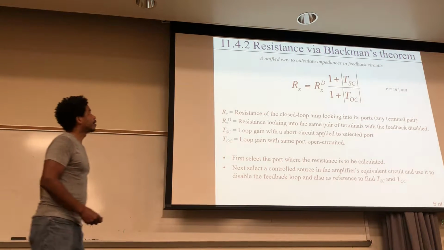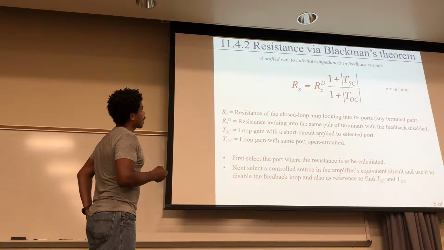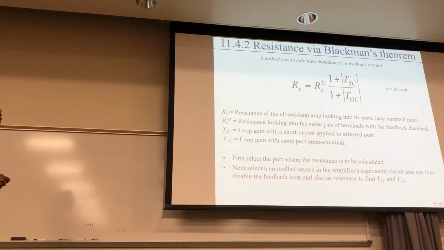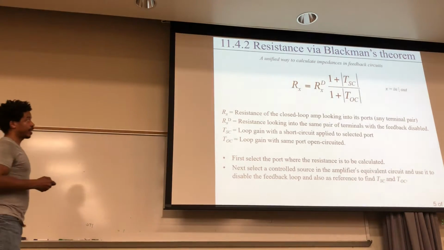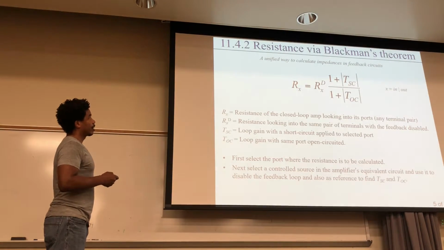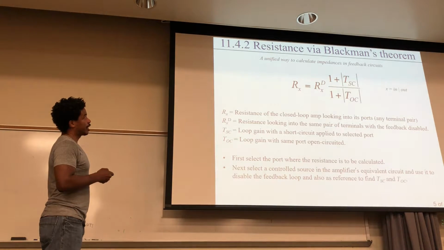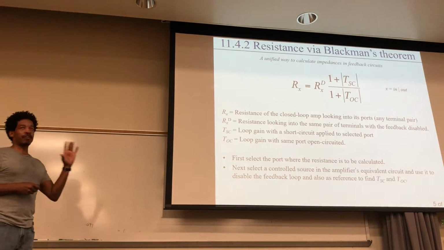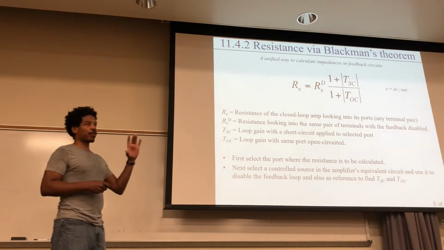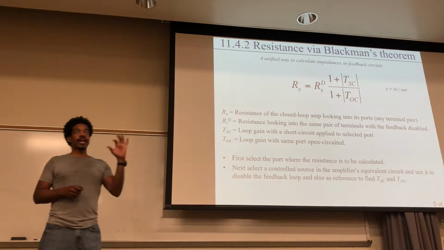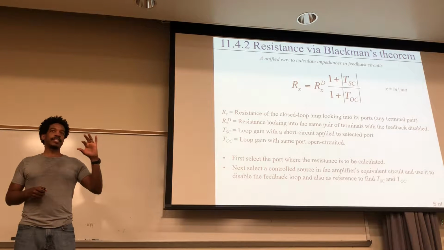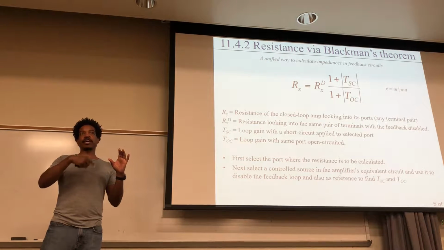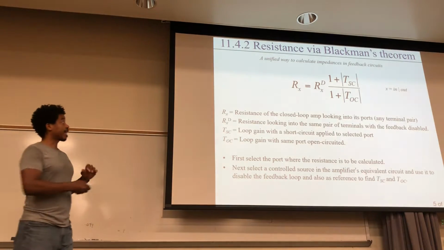All right, so here's where we left off last time. And this was Blackman's formula right here. And it's a unified way to calculate impedances in feedback circuits. So what you do is, on your feedback, this X can be input or output, or any type of port you're looking at. So you're going to take that port, look at the resistance of that port, and you do that by applying a voltage or a current, and looking at the ratio of voltage to current. That's what that is right here.